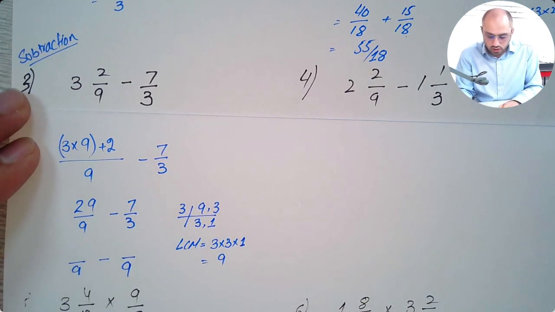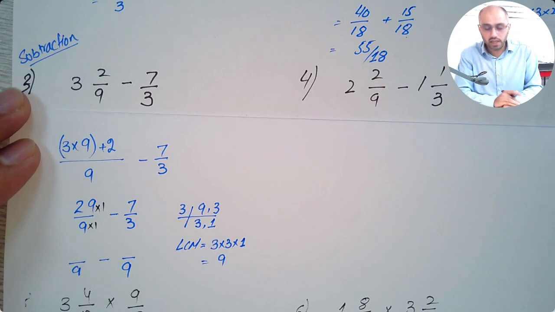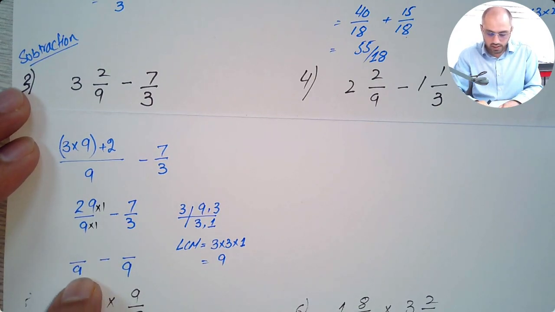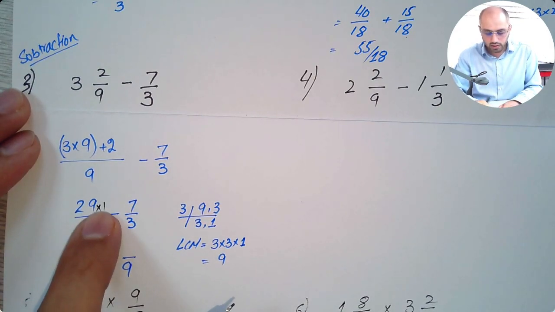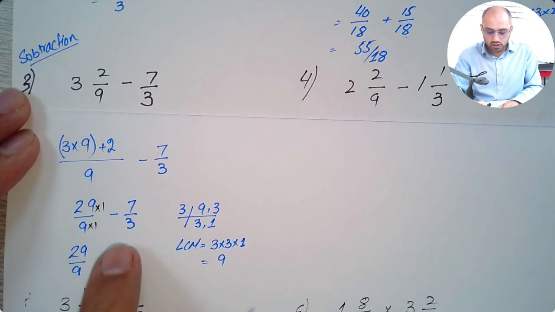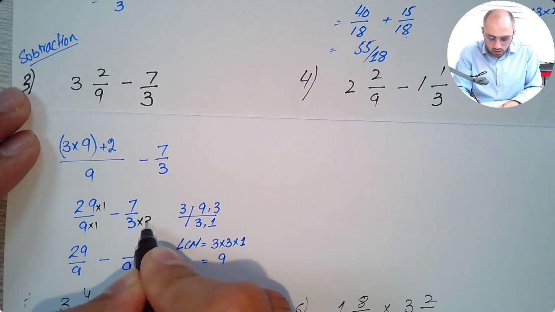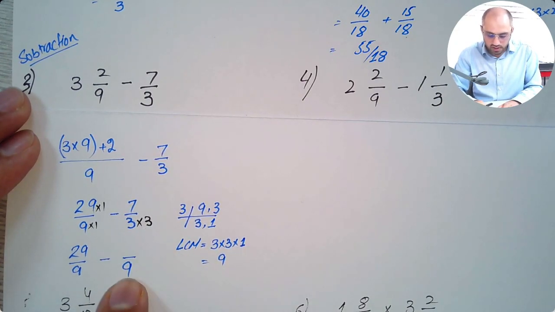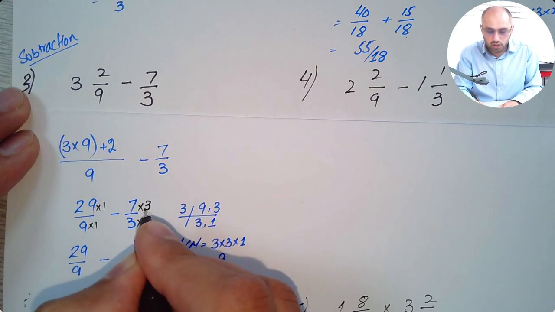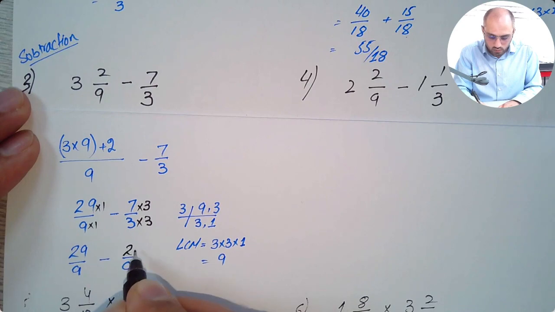Now I need to figure out the numerator for this stage. So here I multiplied it by 1. I'll do the same to the numerator, because 9 times 1 gives me 9 as denominator. If I multiply 29 times 1, that will give me 29. I have to do the same thing for the second fraction. Here I will multiply this 3 with 3, because 3 times 3 will give me 9. And I'll do the same thing to my numerator. If I multiply 7 with 3, I'll end up with 21.